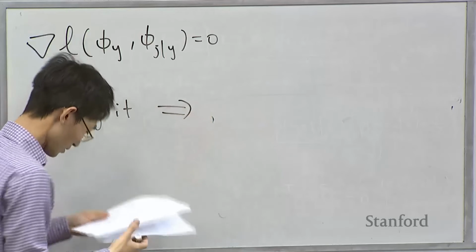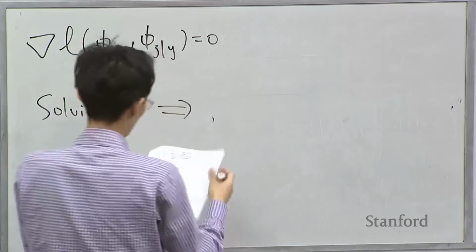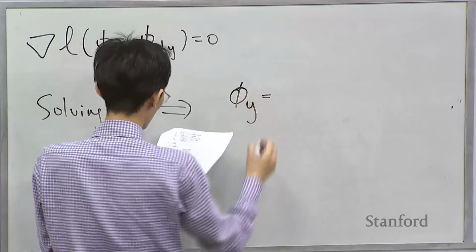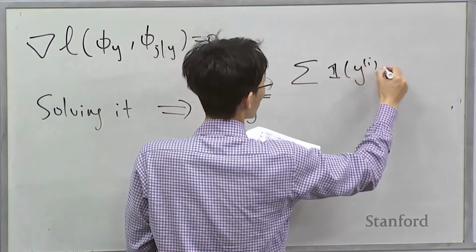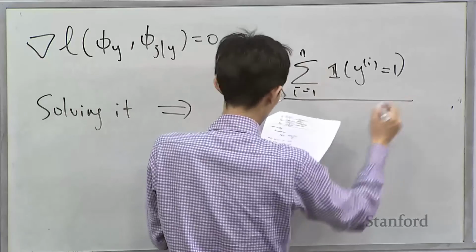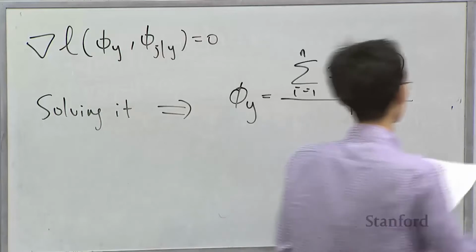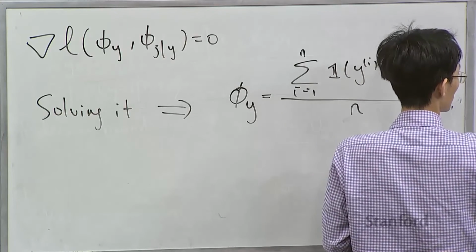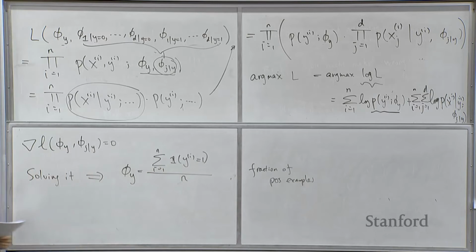gives some formulas for the parameters you are recovering. So the final solution will look like this. Phi y is equal to... this is pretty intuitive. This is the fraction of positive examples. Actually, it's the same formula as we have seen for the GDA.